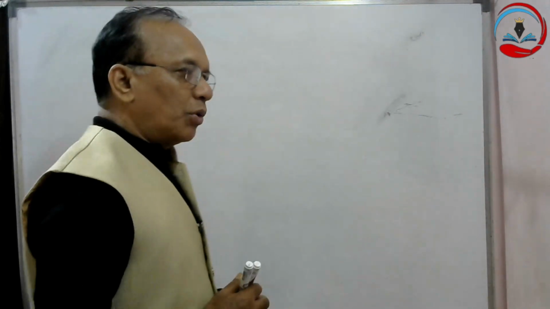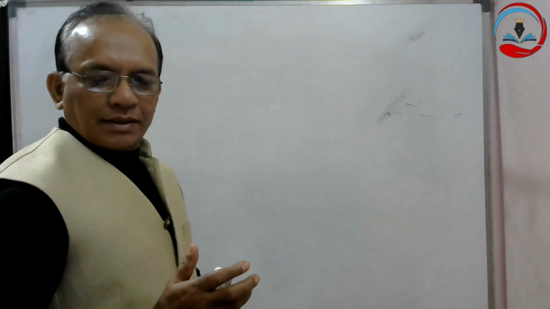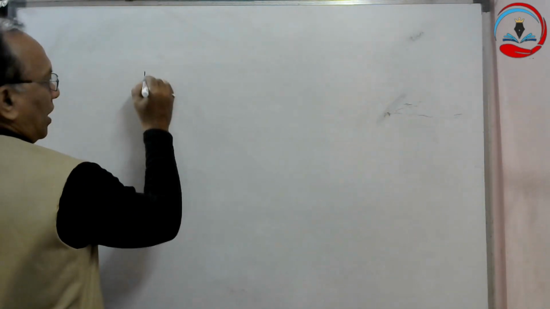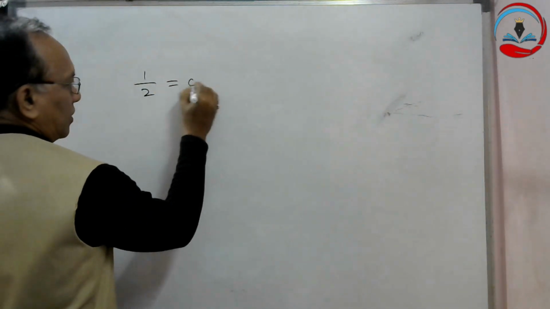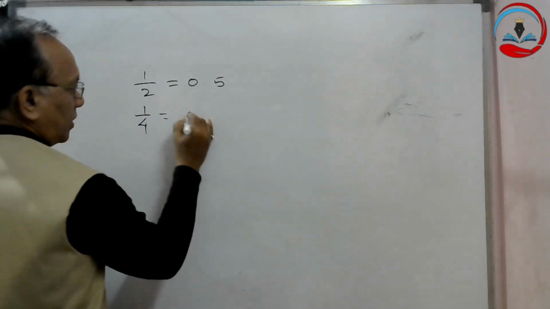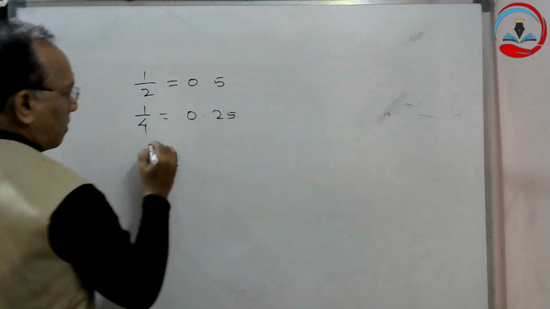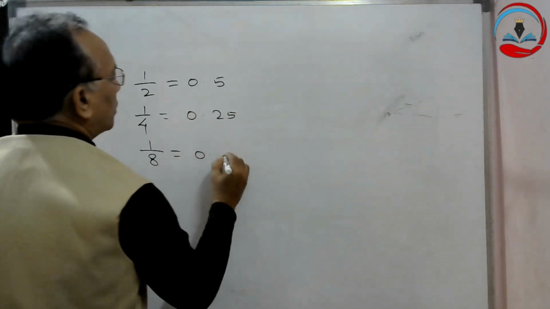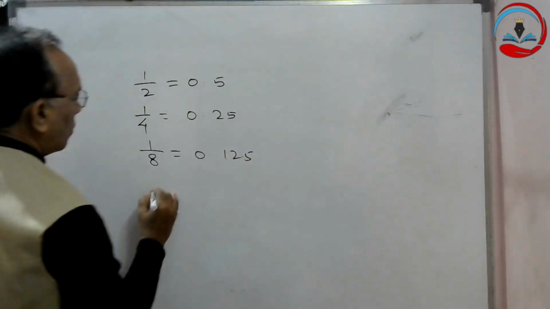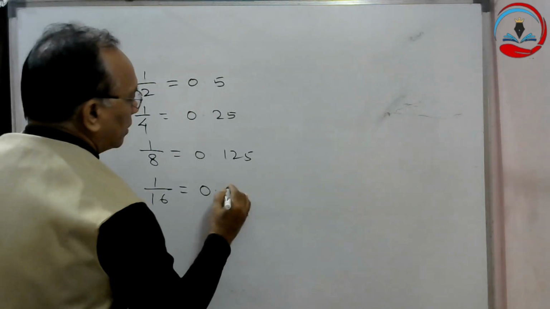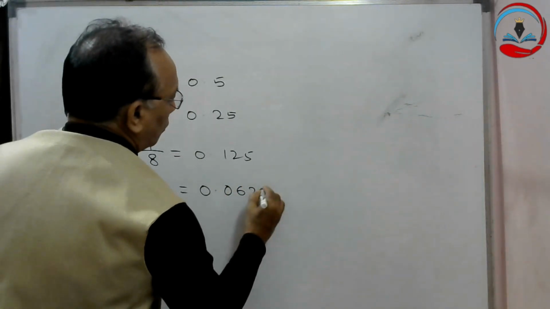Today we will learn about the conversion of fraction into decimal. 1 divided by 2 is 0.5, 1 divided by 4 is 0.25, 1 divided by 8 is 0.125, 1 divided by 16 is 0.0625.